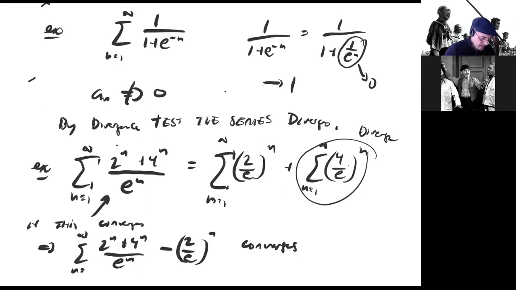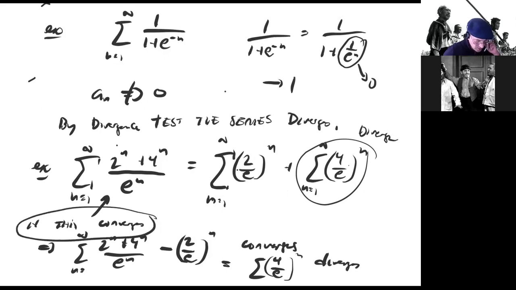But look what happens when we do that subtraction. This is equal to the sum of 4 over e to the n, and we know that this diverges. It doesn't converge. So what does that tell us? That tells us that our reasoning was wrong. This does not converge. This has to diverge, because if it converged, we would lead to a contradiction: it both converges and diverges. So the answer to this problem is that it diverges.